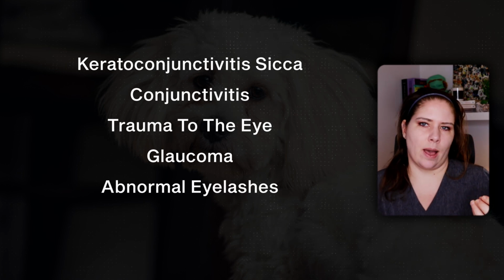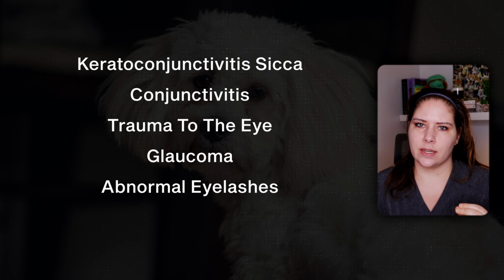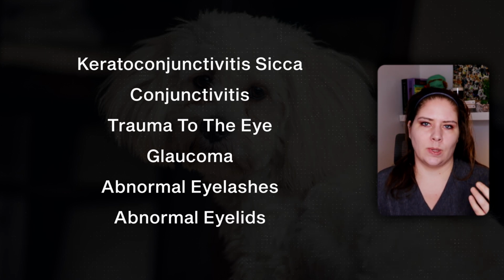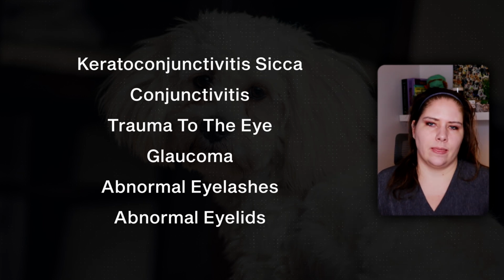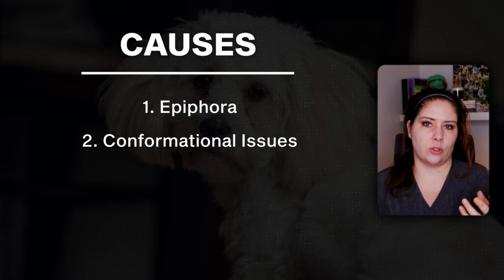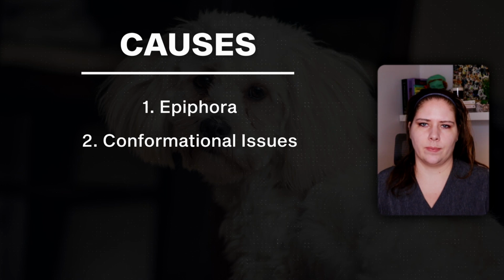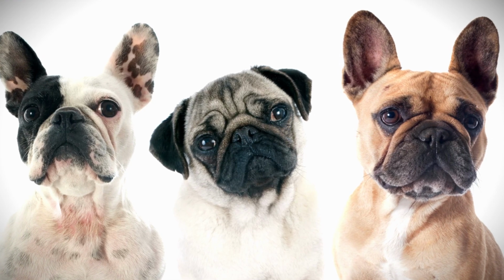We can also see abnormal eyelashes like distichia or ectopic cilia. We can also have abnormal eyelids. Sometimes the eyelid will roll out or roll inward, and this can cause irritation to the eye, resulting in epiphora. Second, we need to remember that conformational issues can play a role here as well. Most often I see this problem with brachycephalic breeds or the smushed-face dogs.